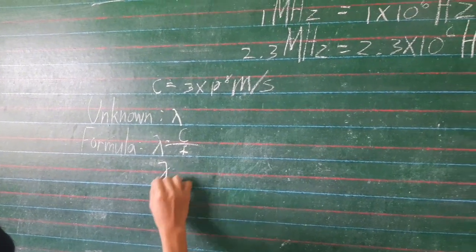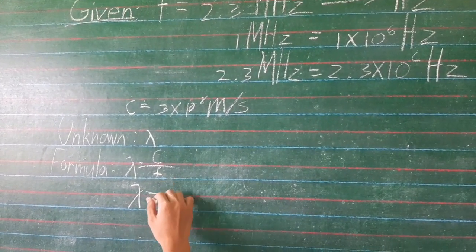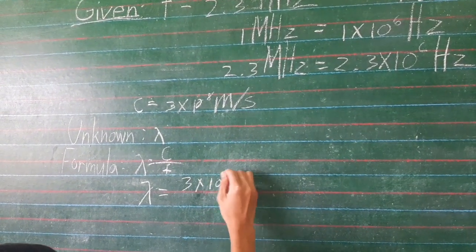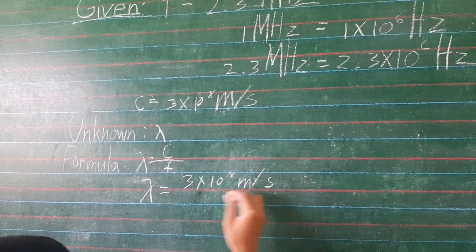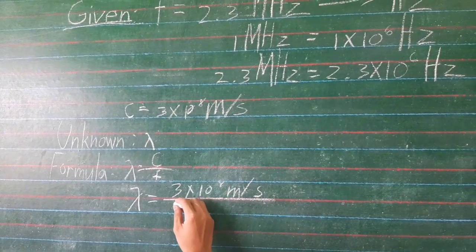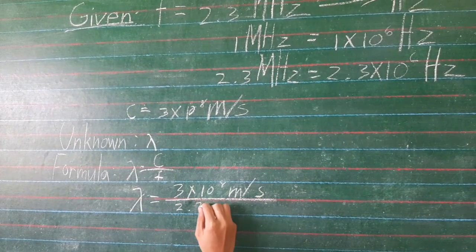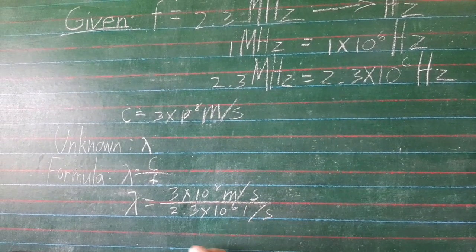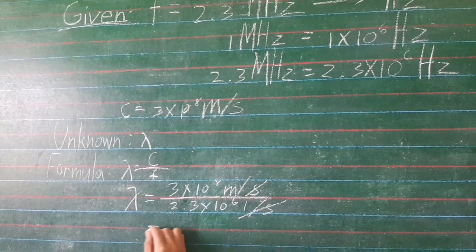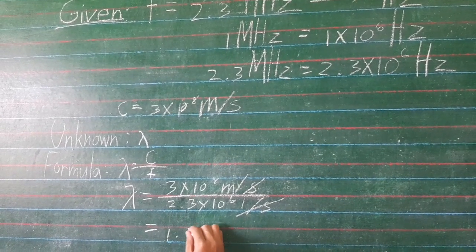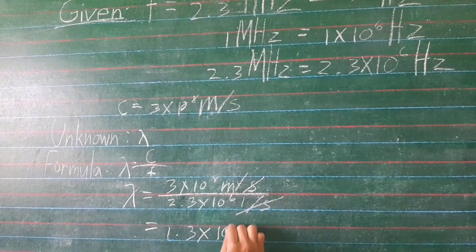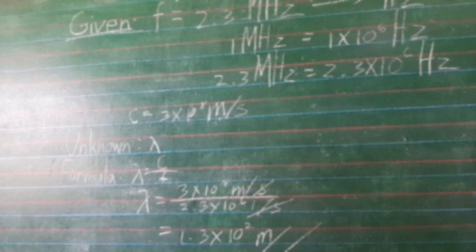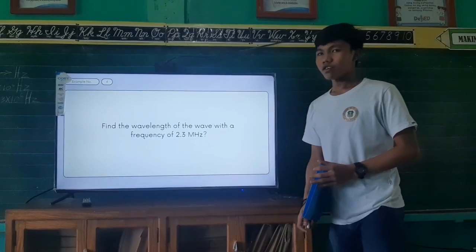Now we can substitute. So wavelength is equal to 3 times 10 raised to 8 meters per second and 2.3 times 10 raised to 6 1 per second. Cancel, and the quotient will be 1.3 times 10 raised to 2 meters, and that will be the answer. Now we can finally move on to our final example.